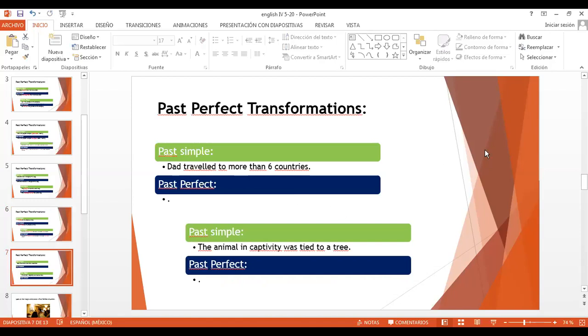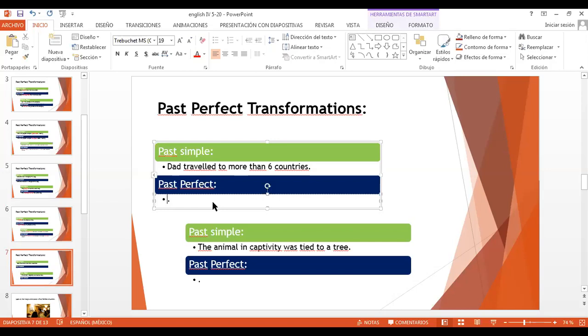Okay, see? Going back. We have one more extra example. That traveled to more than 6 countries. So let's pass this into past perfect. People, who helps me? ¿Quién me ayuda? That traveled to more than 6 countries. What's up? What is this? The same. We identify the action. In this case, is only one. And we transform it.